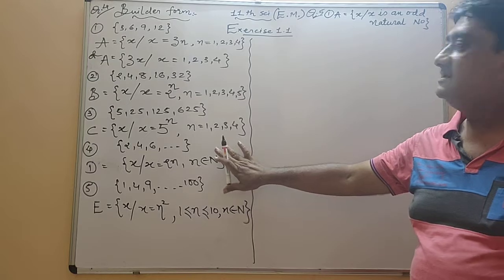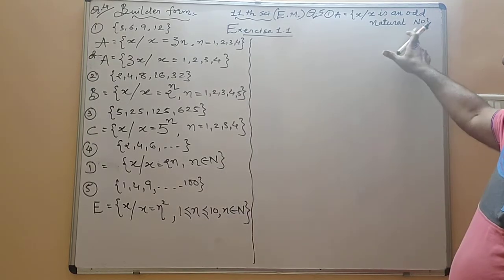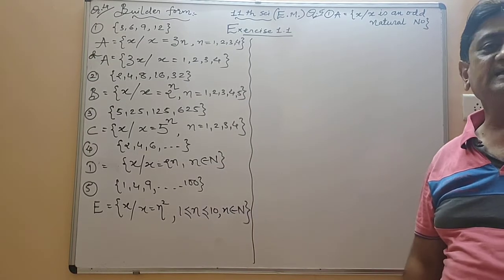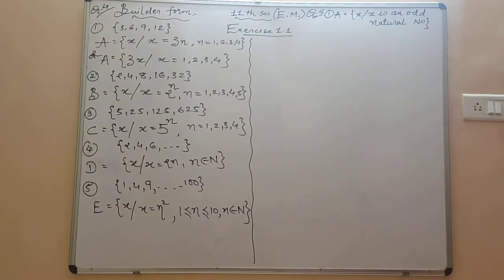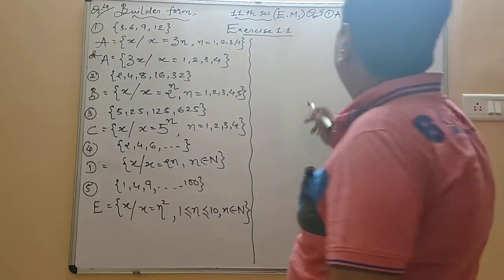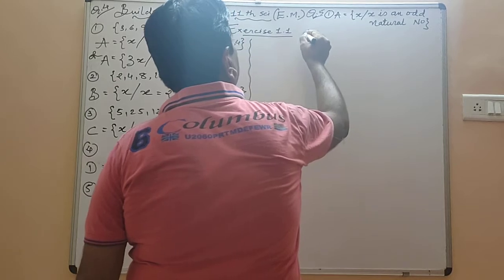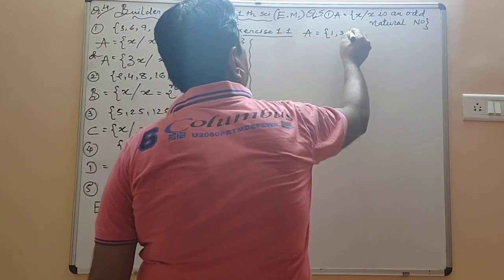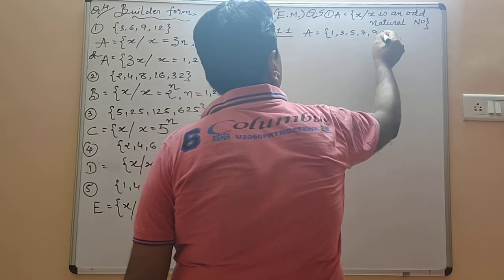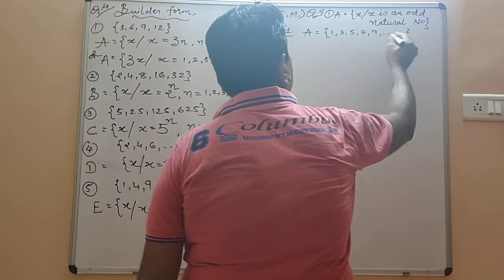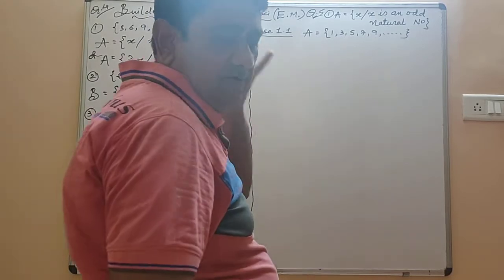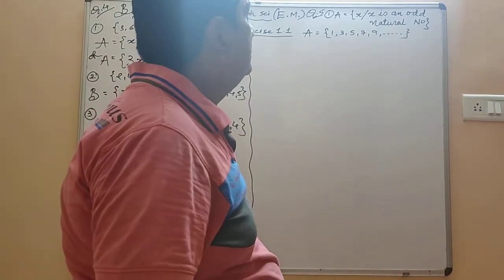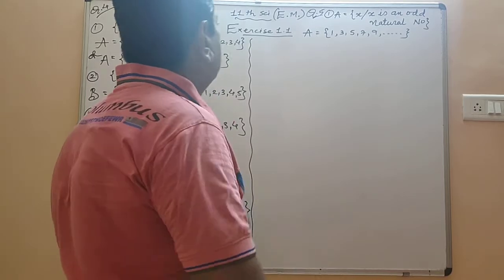Now, here we did the opposite work, this is the reverse. Now in this, some property of the set is given and you have to write the elements. So which elements will come in this? All odd natural numbers: 1, 3, 5, 7, 9. But the last element, we don't know the last element. So dot dot dot, it is an infinite set.